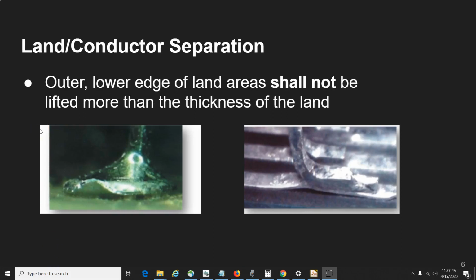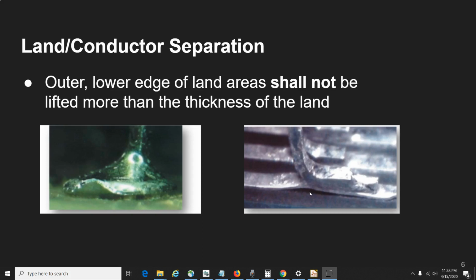So this slide talks about land or conductor separation, and for that the examples are provided. Here you see there is a land separation. The conductor is lifted up from the base of the PCB, and the same is here. We can see a separation here.